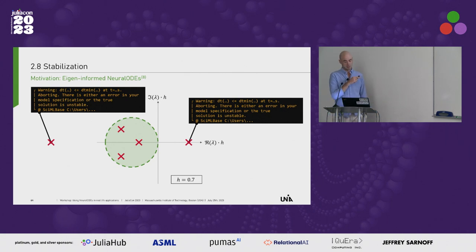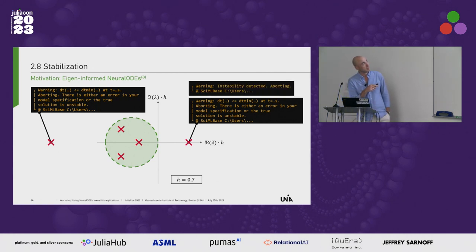Sometimes, for some similar problems, there's also this bad guy: instability detected. This is when the integrator state becomes not a number. So these warnings later cancel the solution process and therefore the training of the neural ODE. And this really is a bad thing, but it's perfectly okay because it's right. The ODE solution cannot be retrieved in this case.